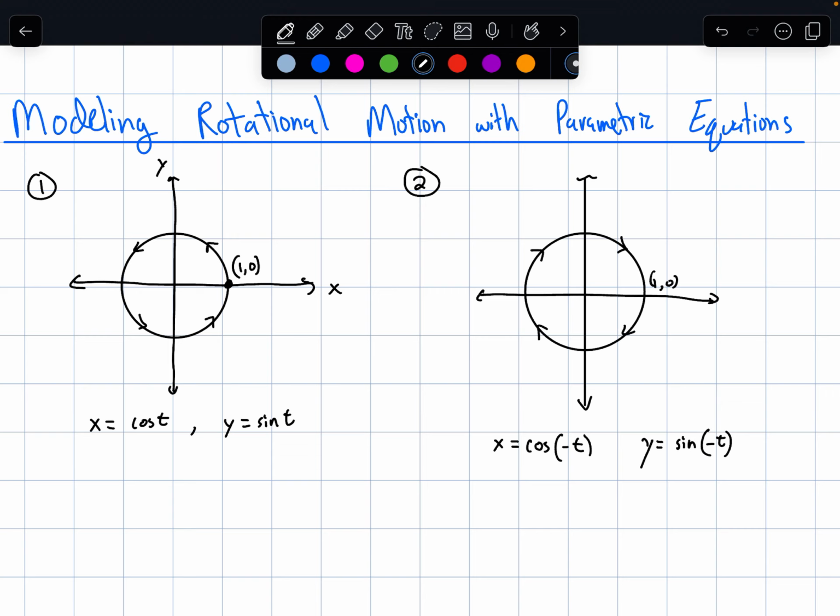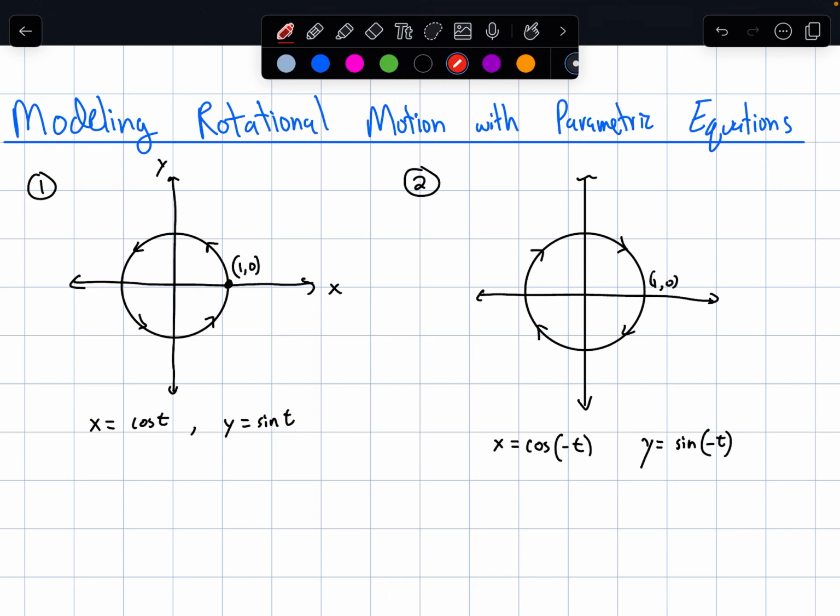Now that's simple enough to imagine. If you think of t as the angle, then we're just sweeping out negative angles, as we go from presumably 0 to 2 pi or any other version.